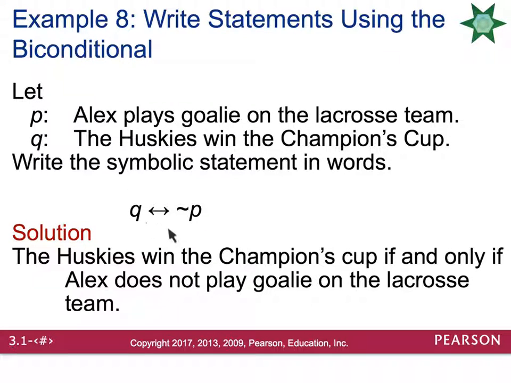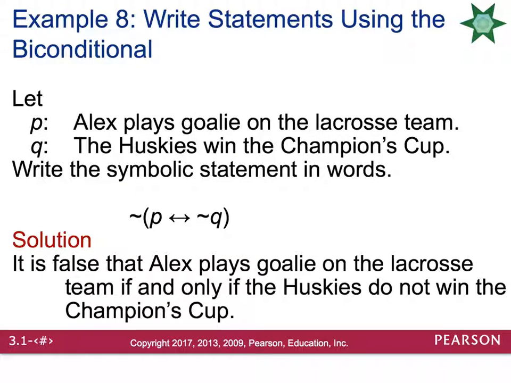Let's translate this statement: Q if and only if negation P. That would be the Huskies win the Champions Cup if and only if, double arrow, Alex does not play goalie on the lacrosse team. So we're just translating. We'll worry about what those actually mean when we do our truth tables and whatnot in later sections.